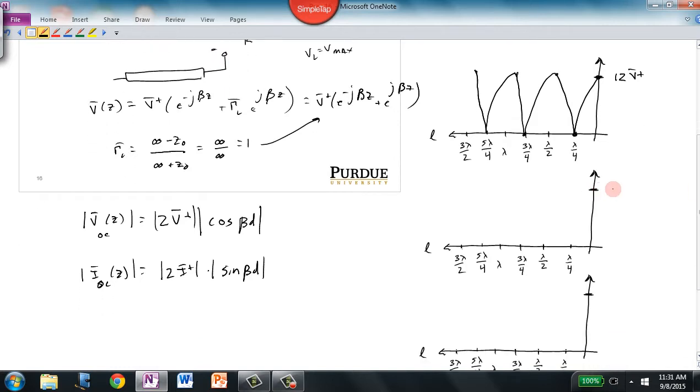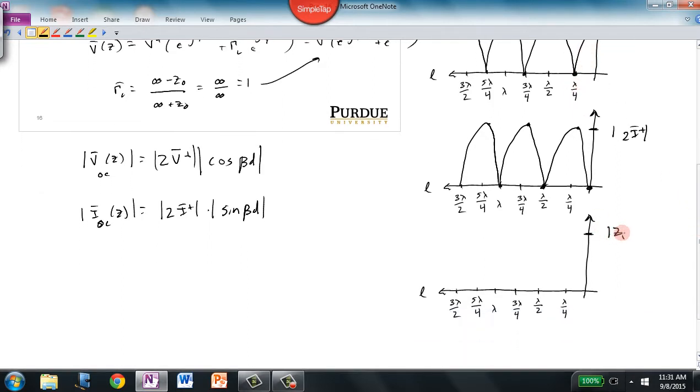Then if we were to plot this for current, we get the magnitude of 2 I bar plus. At the load, it's going to have to be 0, and this equation says that it is. So we're 0 here, the amplitude is maximum at lambda over 4, we're back to 0 at lambda over 2, and we're back to 2 times I bar plus here, etc. So it's going to look like this. All right, so we've got a voltage and a current waveform that are out of phase.